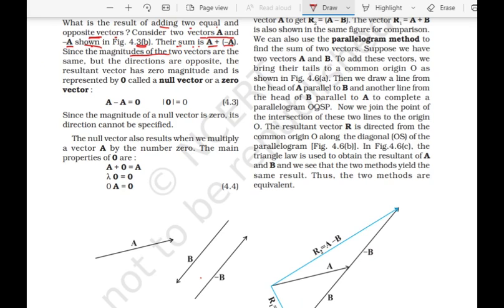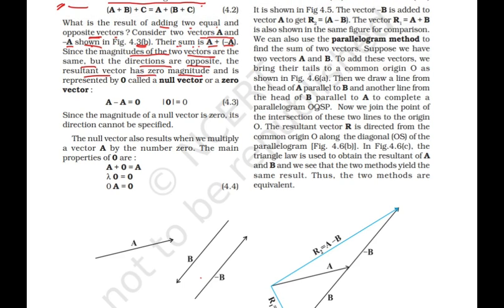Since the magnitudes of the two vectors are the same but the directions are opposite, the resultant vector has zero magnitude. Yes, since A plus minus A, their magnitudes are the same and their directions are opposite, that's why it will be a zero vector, represented by 0, called a null vector or zero vector. A plus minus A is equal to 0. This is a zero vector or null vector.